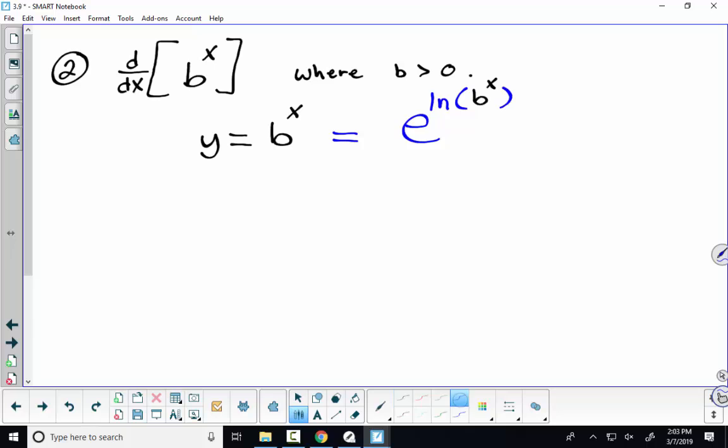And so why is it beneficial to write it like this? We also have to remember properties of logarithms. If I'm looking at that exponent, the ln of b to the x power, the log of anything raised to a power, what happens to that power? Yeah, the power on b, which is x, comes out front.